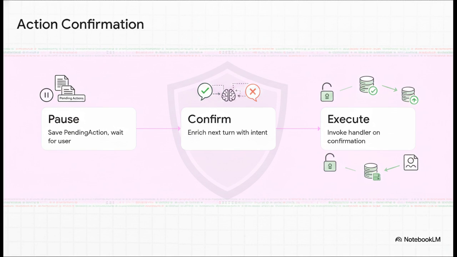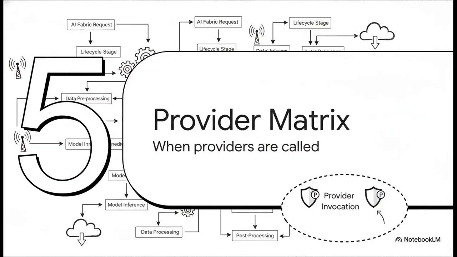Step 2, on the next request, it interprets the user's yes or no intent. And step 3, only upon a positive confirmation does it actually execute the application handler. This guarantees that UI state alone is never trusted for execution. Pretty smart, right? That brings us to Section 5, the Provider Invocation Matrix.